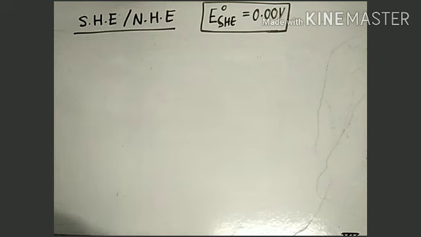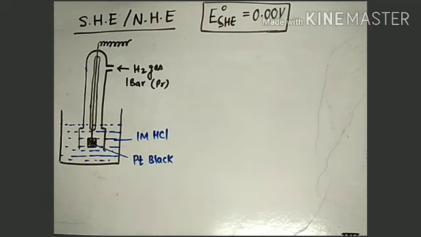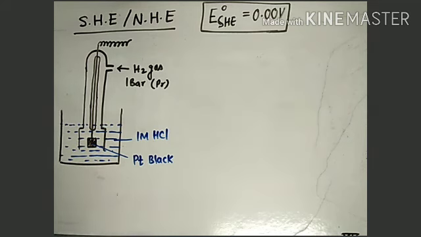0.00 volt, right? So first of all, let's see what the construction of SHE or NHE is. Here you can see this is the container, and it is containing 1 molar HCl.